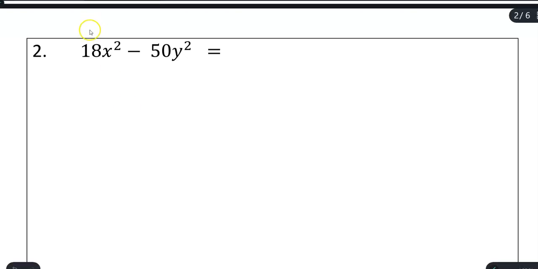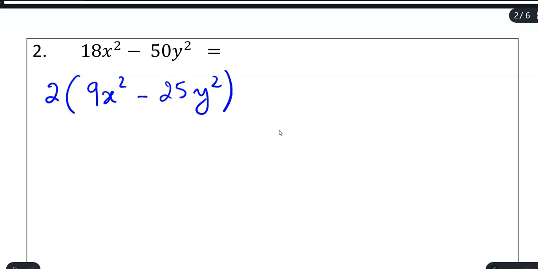So if you don't have a perfect square as a variable or coefficient for the x squared, you may have to think of doing a common factor. Okay, so 18 and 50, the common factor is 2. If I take out the common factor of 2, then I should have 9x squared subtract 25y squared inside the brackets.